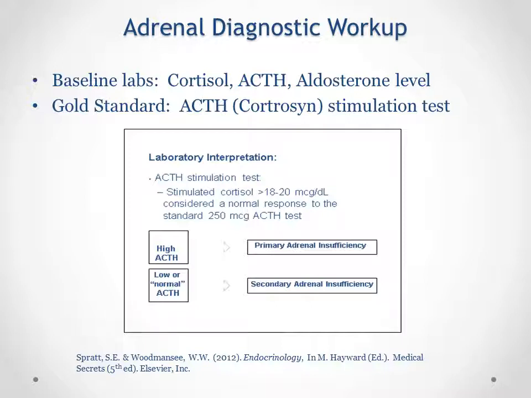Basically, when this test is performed, the protocol calls for the baseline cortisol and aldosterone blood work to be drawn, and then ACTH is either given IV or IM, and remeasurements of the cortisol and aldosterone levels are taken at 30 and 60-minute intervals with response noted.